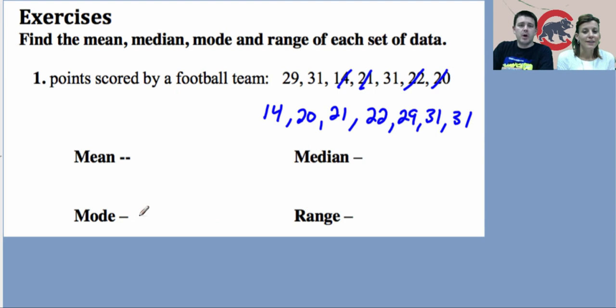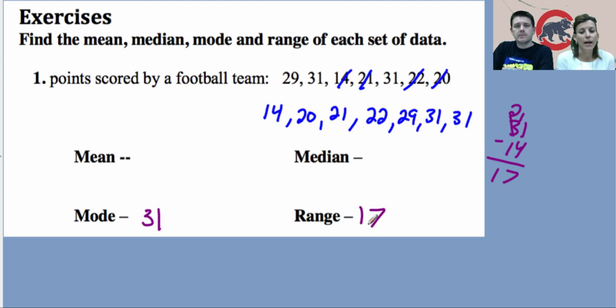All right. Let's knock out the mode. Which one occurred the most? 31. That's our 31. Our range is the high minus the low, so 31 minus 14. Do a little borrowing here. So the data spreads out 17 from low to high.